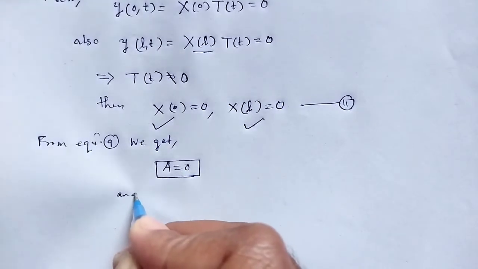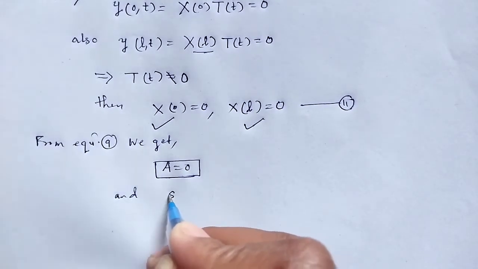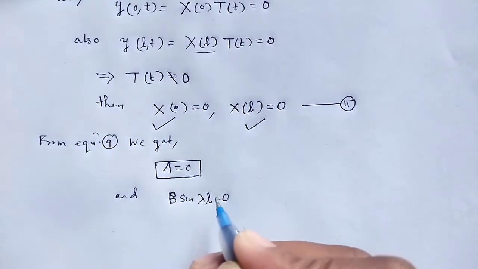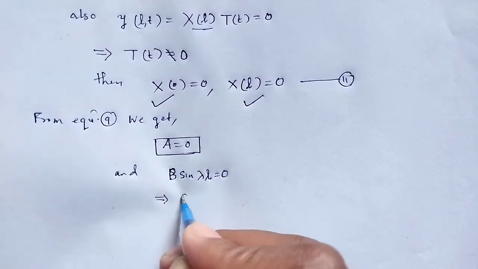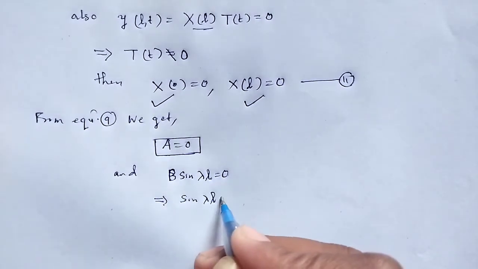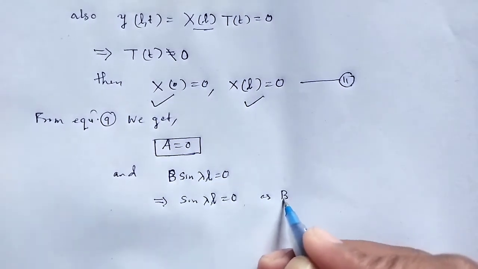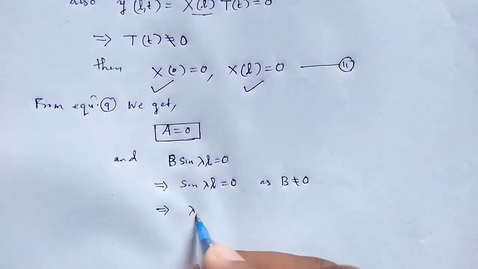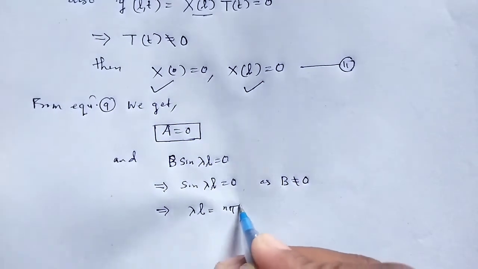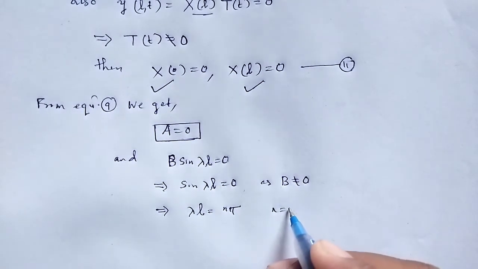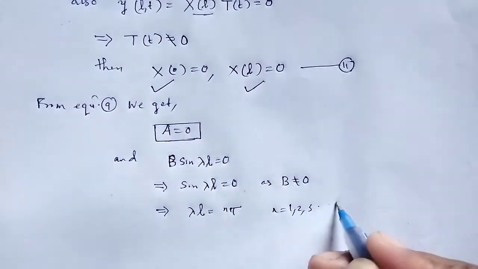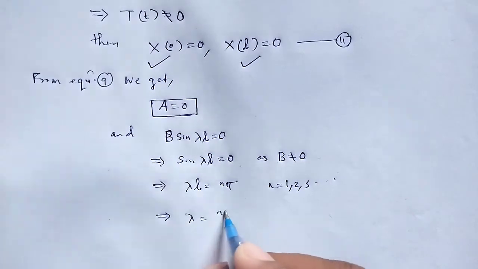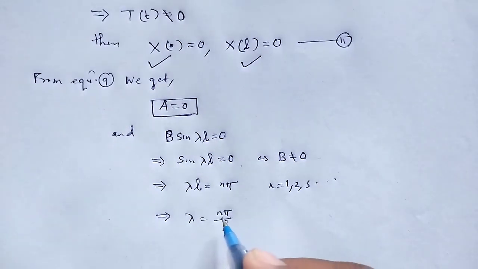A is equal to 0 and b sin lambda L is equal to 0, which implies sin lambda L is equal to 0 as b is not equal to 0, which implies lambda L is equal to n pi, where n is equal to 1, 2, 3... Therefore lambda will be n pi divided by L.